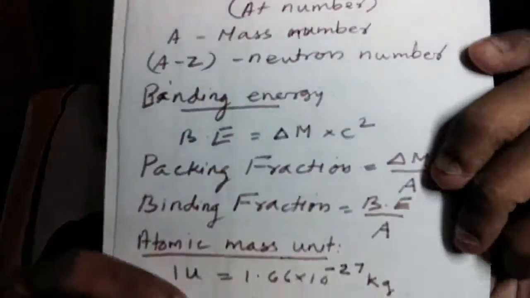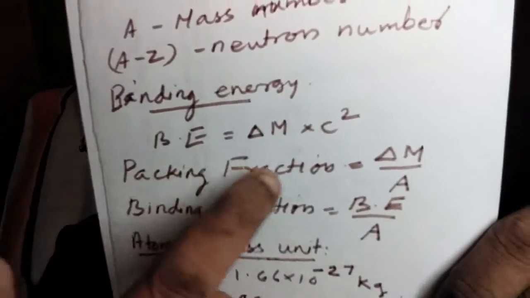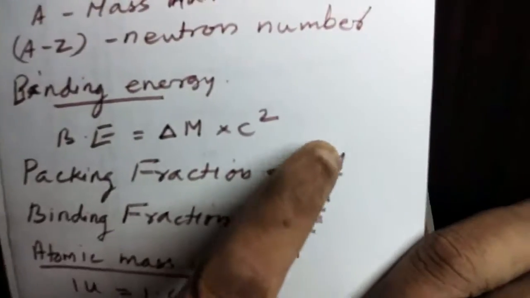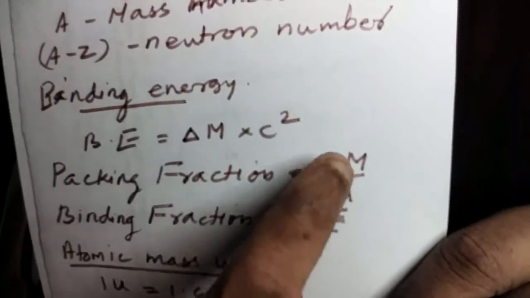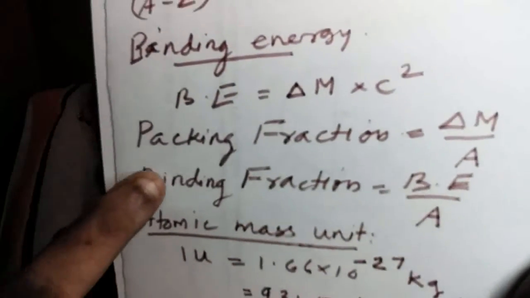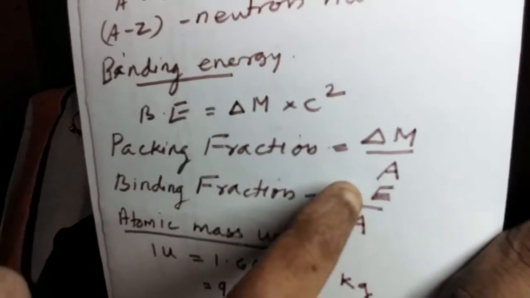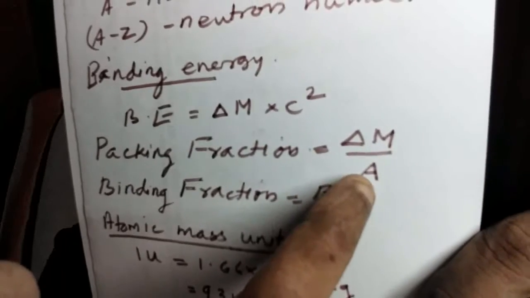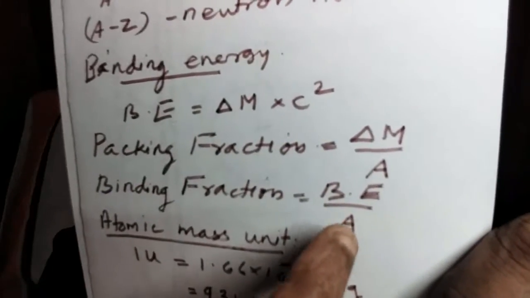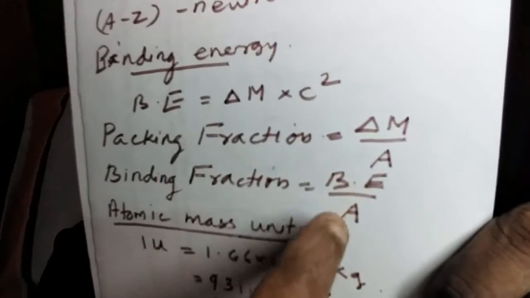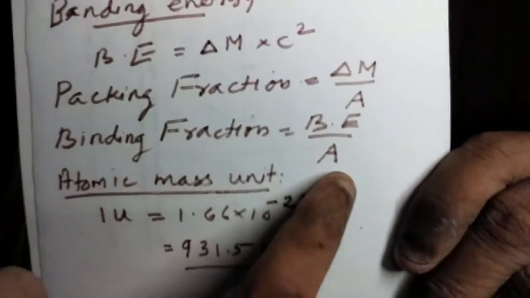Another quantity is packing fraction. Packing fraction is the ratio of mass defect to the mass number. That is, packing fraction is delta M by A. Another point is binding fraction. Binding fraction is the ratio of binding energy to the mass number. Binding energy by mass number.